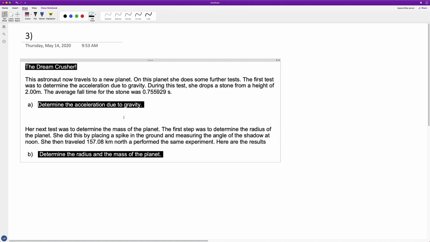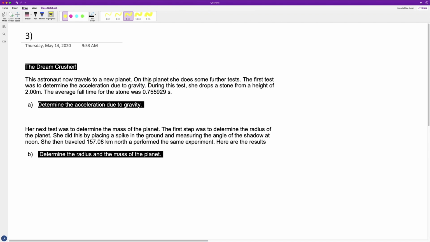All right, so now on to question number 3, which I have again called the Dream Crusher. So now our same astronaut travels to a new planet. On this planet, she does some further tests. The first test was to determine the acceleration due to gravity. During this test, she drops a stone from a height of 2 meters, and the average fall time of the stone was 0.755929 seconds.